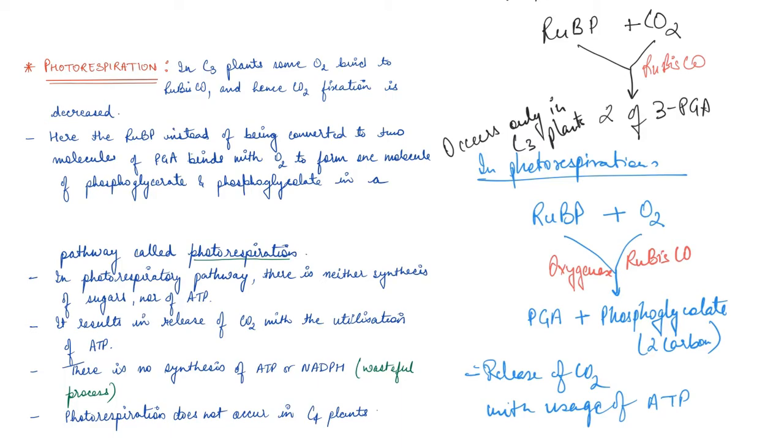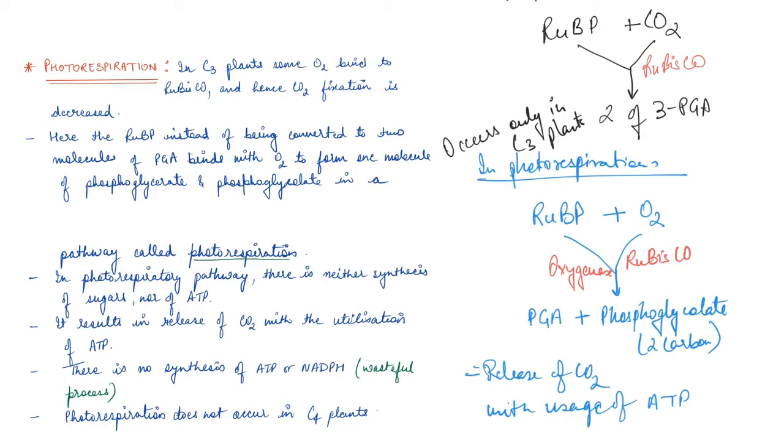So that is why we also say that the C4 plants, since they lack photorespiration, the productivity and yield of products here are better in C4 plants than the C3 plants. So you'll also have to remember that the productivity and yield is better in C4 plants.